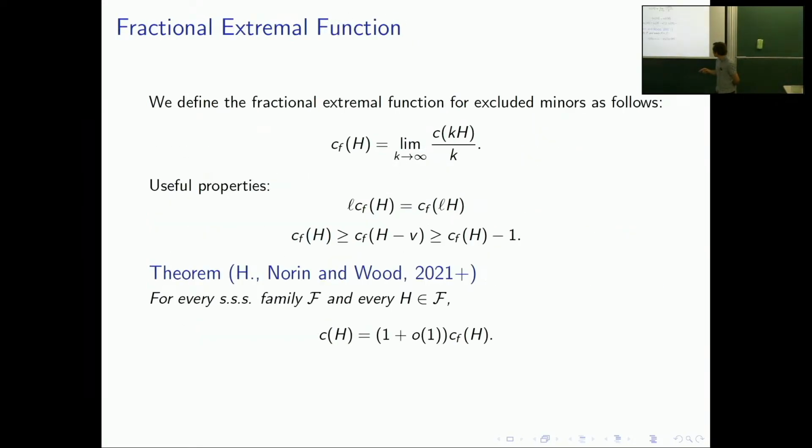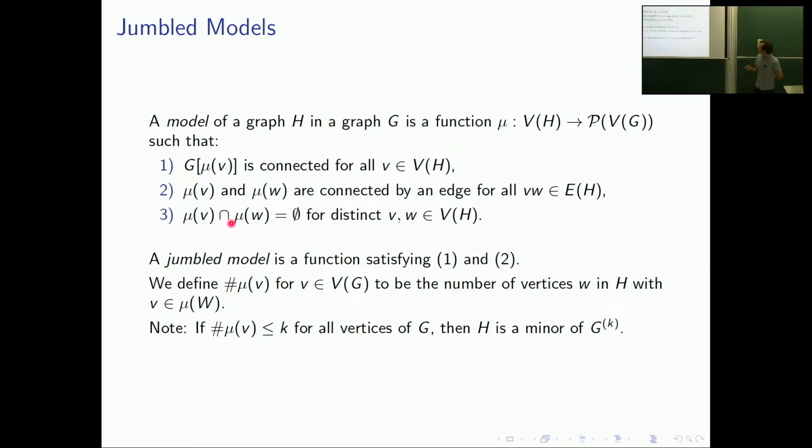So a jumbled model again. All it is, is that each vertex of H is mapped to a set of vertices from G, so that each set induces a connected subgraph, and each pair of vertices which are adjacent in H are mapped to adjacent vertices in G. We forget about condition 3 for the jumbled model, but instead we look at each vertex in G and ask how many times that vertex is used. So when we do the fractional packing, the total number of times that each vertex is used among all of the jumbled models in the packing should be at most 1.